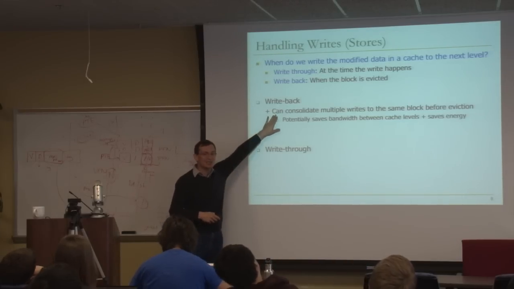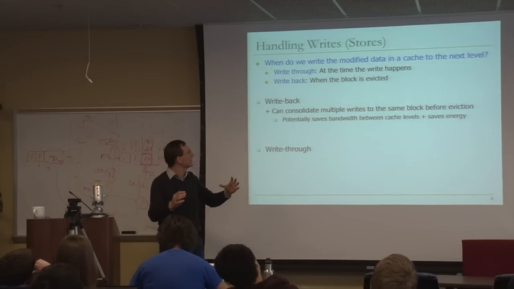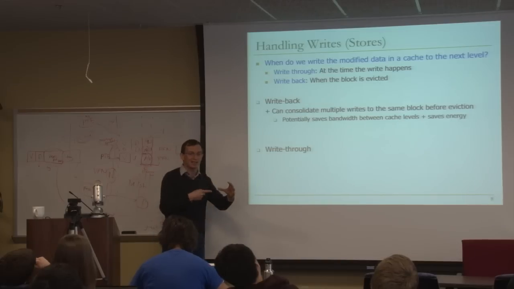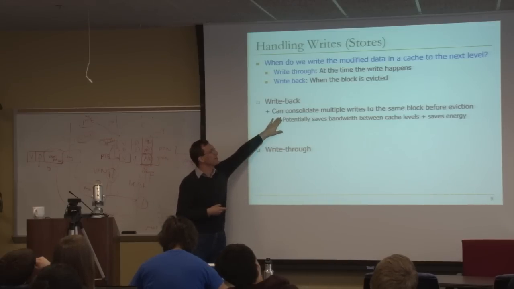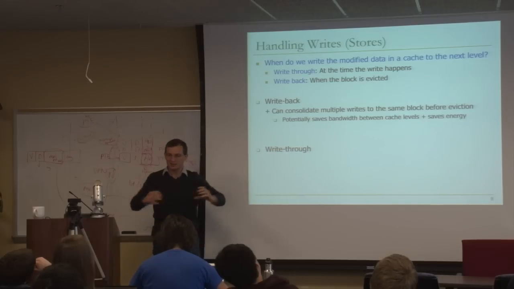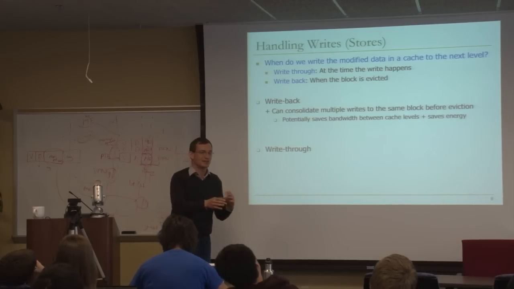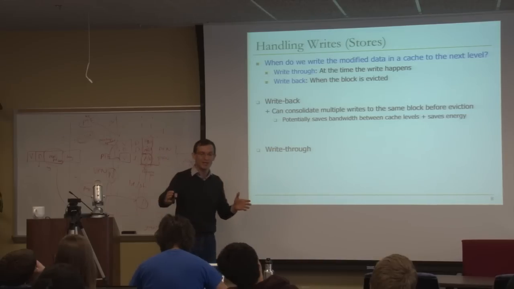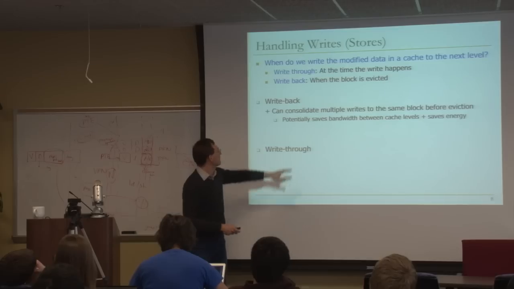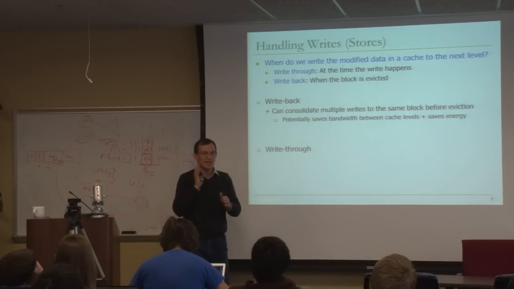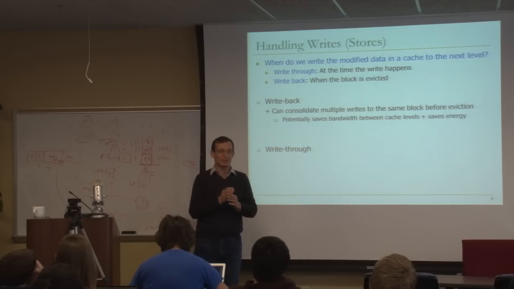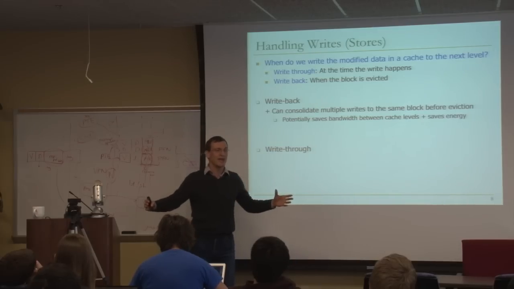With a write-back cache, the advantage is you have a block. And if you keep writing to that block, you can consolidate these multiple writes to the same block. Right? You don't need to expose those writes to the higher level. Let's say you have an L3 cache and you have memory right after that. If you have a write-through cache, you would be sending all of the writes to memory, every single write to memory. And you'd be wasting a lot of bandwidth.